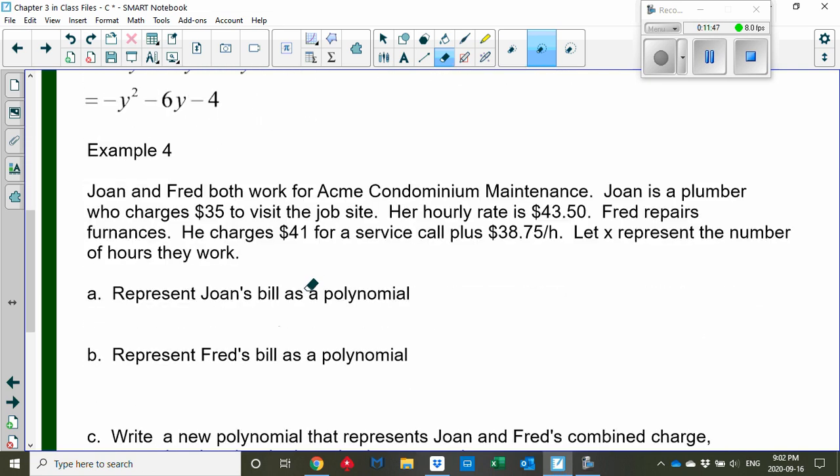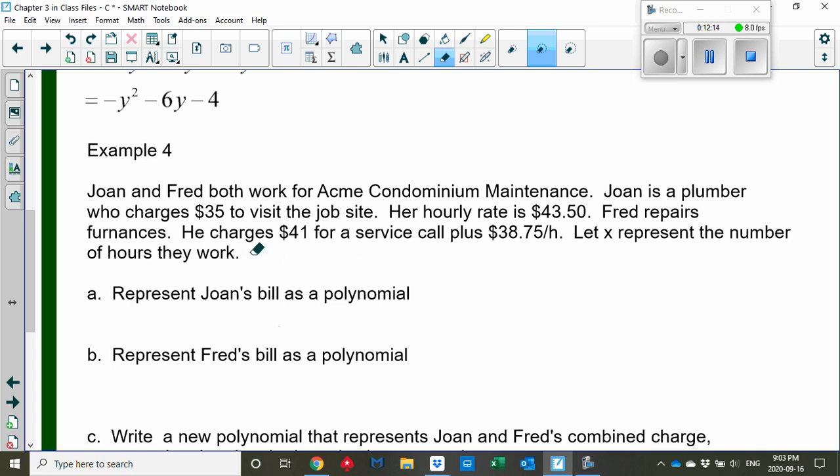One more question here, just dealing with a word problem. So Joan and Fred both work for Acme Condominium Maintenance. Joan is a plumber who charges $35 to visit a job site, and her hourly rate is $43.50. Fred fixes furnaces, so he charges $41 for a service call, and then $38.75 for every hour he works. Let X represent the number of hours they work.